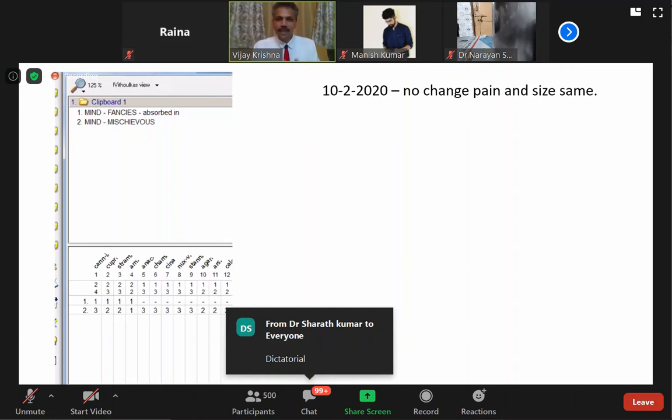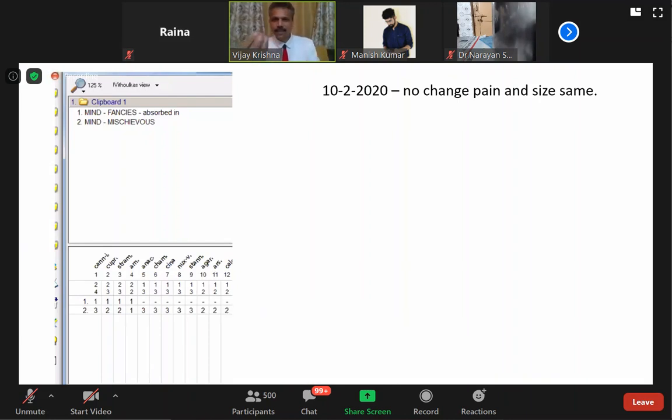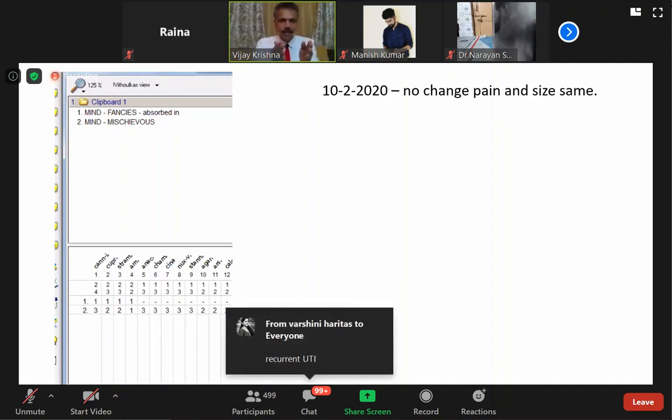Okay. Now many of the practitioners and others, I just want to give you a small clue. This is what I have observed in my clinic and I've learned from Vijaykrishna sir, that cannabis almost will give you a picture like phosphorus.